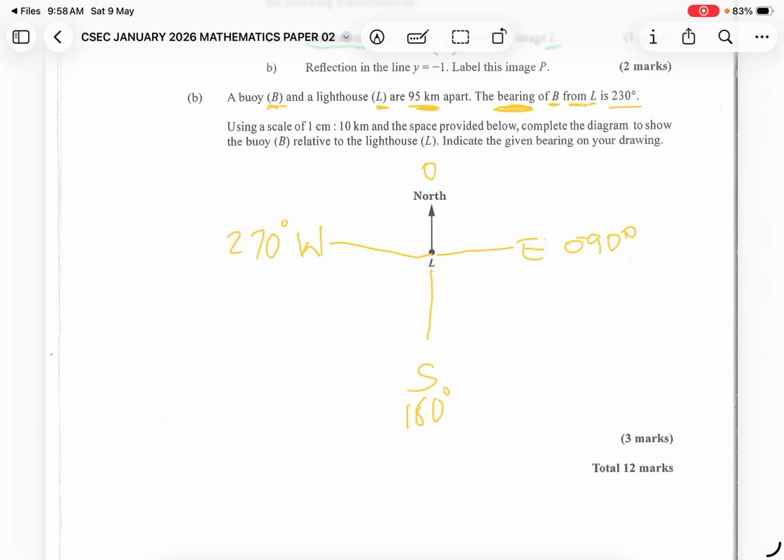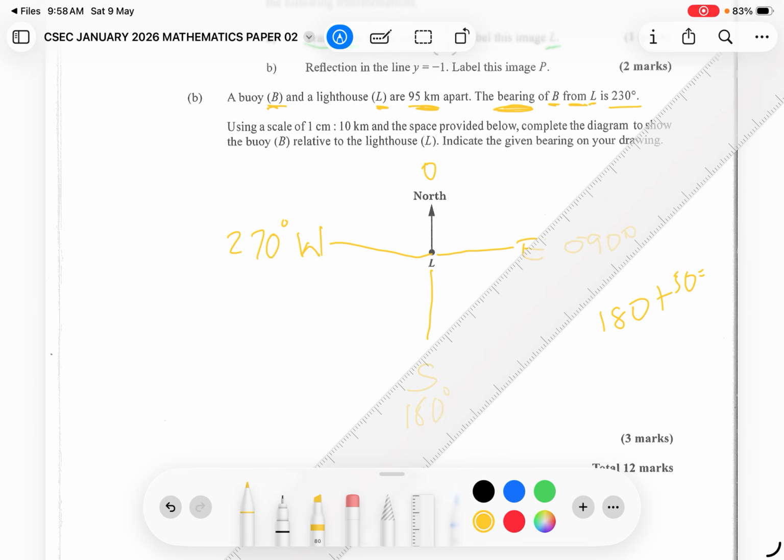We want to go 230 degrees. What does that mean for us? We want 230. We must pass 180 because 230 is bigger than 180. We cannot go all the way to 270 because that is greater than 230. It means that 230 would be in between here. So we have 180. How much more do I need on the 180 to get to 230? 180 plus a 50-degree angle would give me 230.